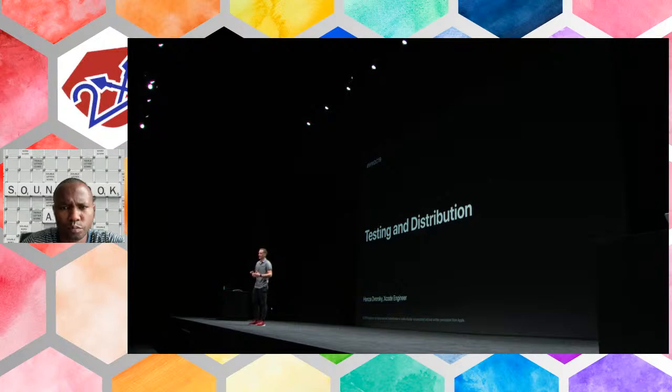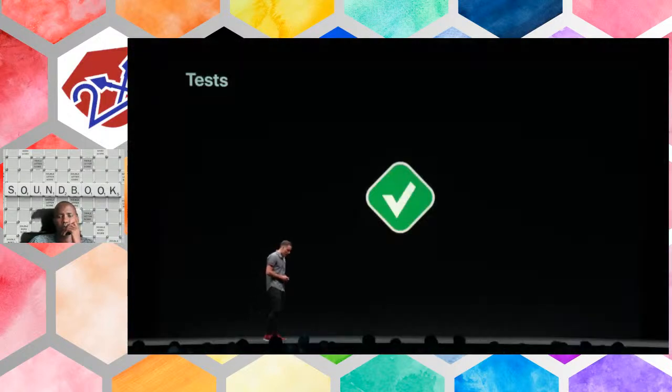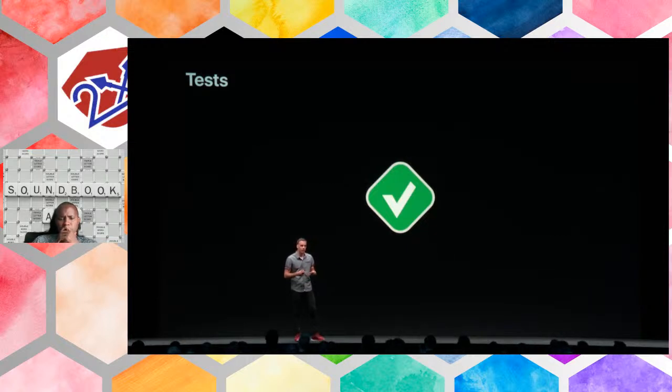Now, in this section, we'll talk about how we can test our code in Xcode and how to distribute our app once we're ready to ship. Now, since our app is coming along pretty nicely, we need to make sure that it continues to work properly. A great way to increase our confidence in the app's quality is by using automated tests.